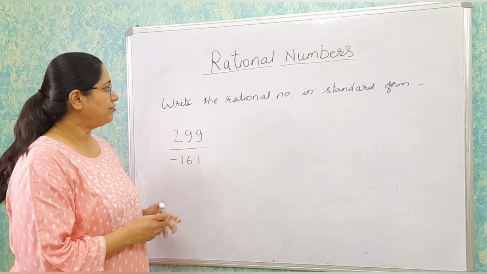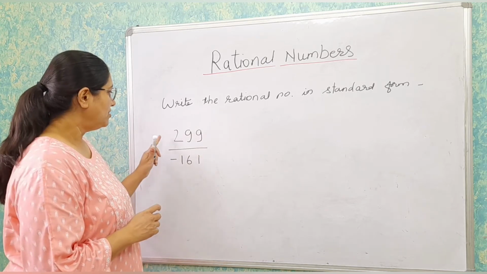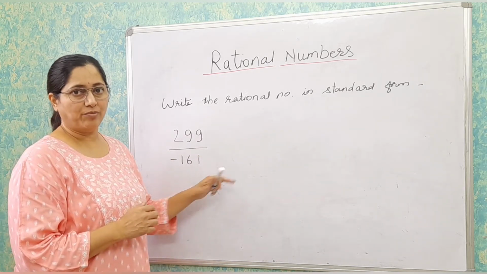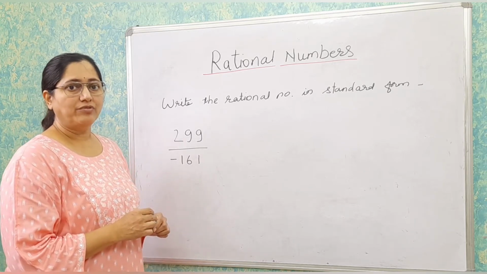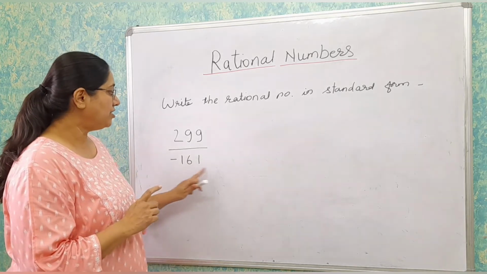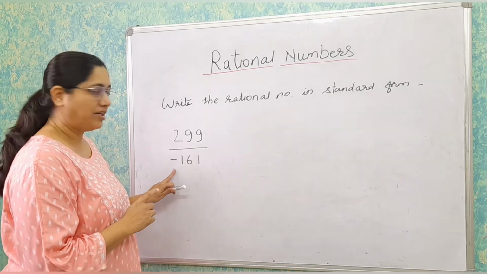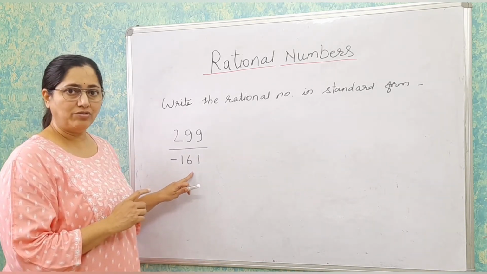Let's start with our first question. Write the rational number in standard form. This is a rational number and we have to change it into standard form. Whenever we have to change any rational number into standard form, we have to fulfill two conditions. First condition, the denominator should be a positive integer. But in this case, the denominator is negative. So first I have to change this denominator into positive.